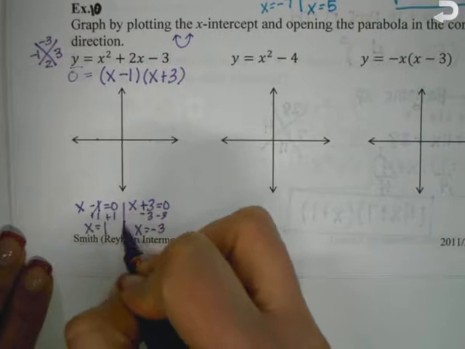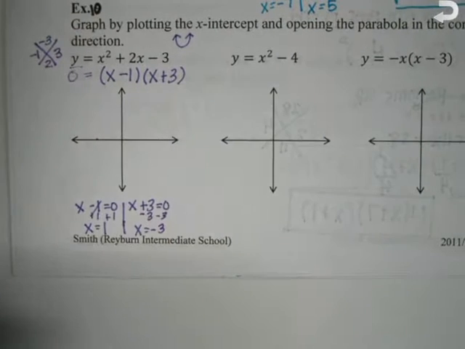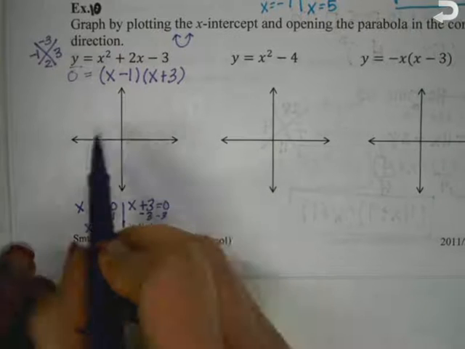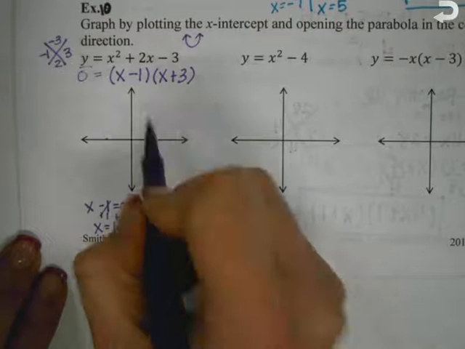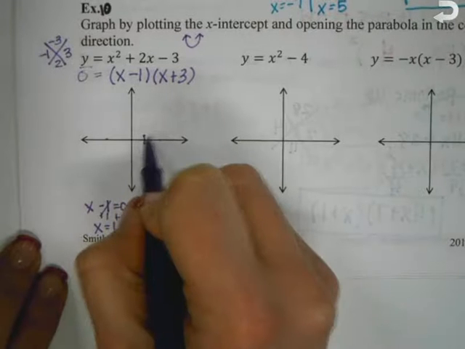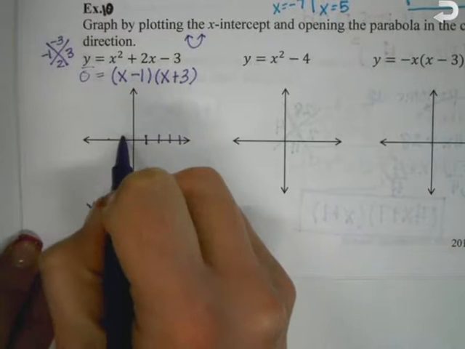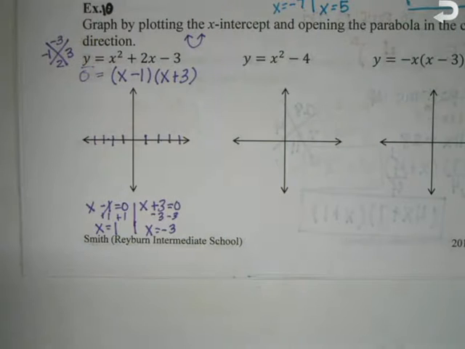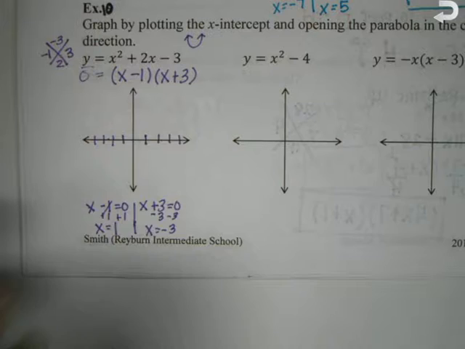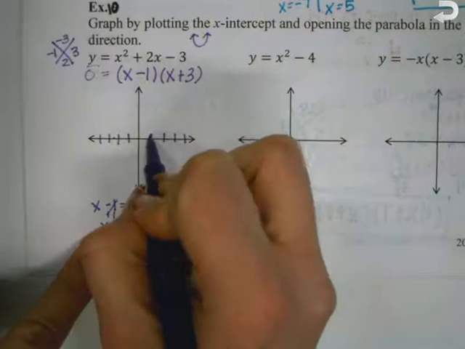So what I'm going to do on my graph is along the x-axis, I'm going to draw some lines. Let's do 1, 2, 3, 4. 1, 2, 3, 4. And I'm going to put one point at +1, and the other point at -3. 1, 2, 3.